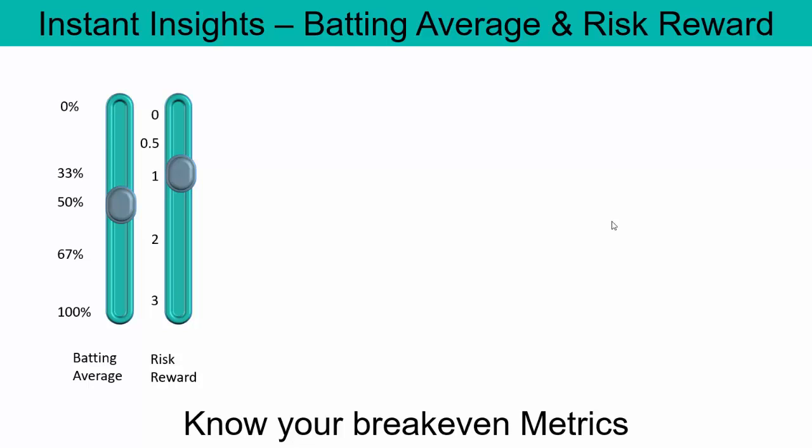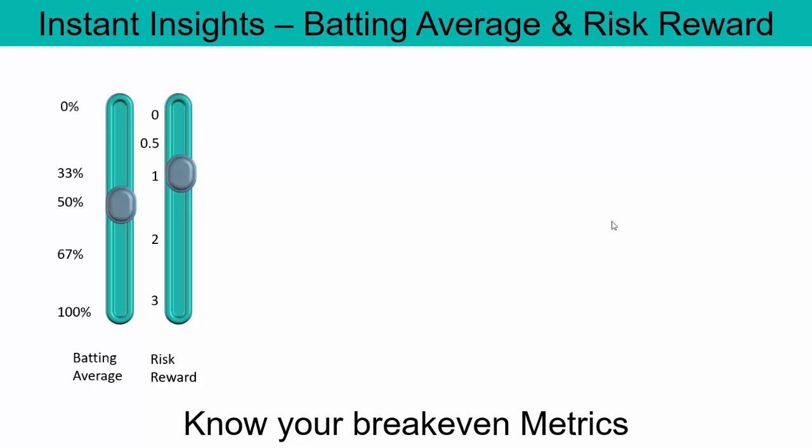Batting average, very simply said, is when you look at 100 trades, how many of these 100 trades are winning trades versus how many are losing trades. In this example, 50% would represent 50 winners versus 50 losing trades. Risk reward ratio, well, we look at if you have a winning trade in comparison to a losing trade, how big is the winner versus the loser?